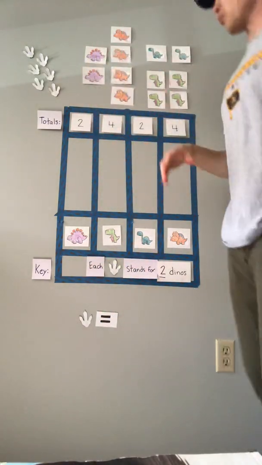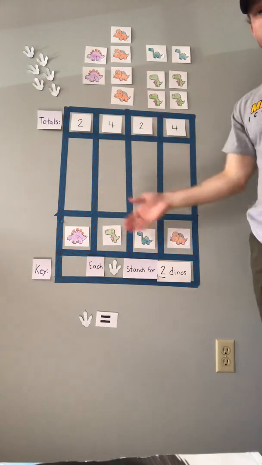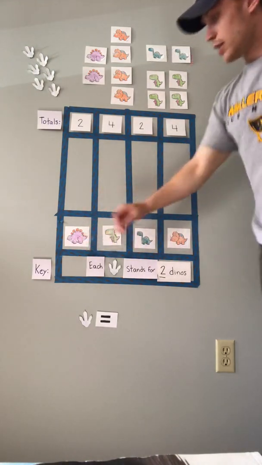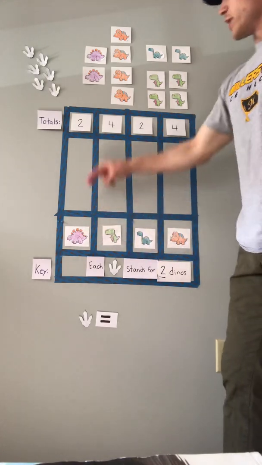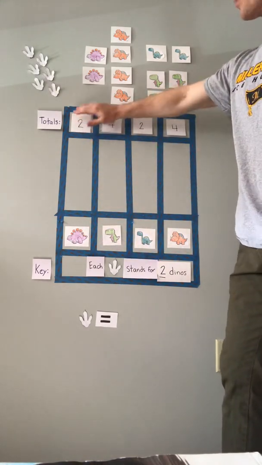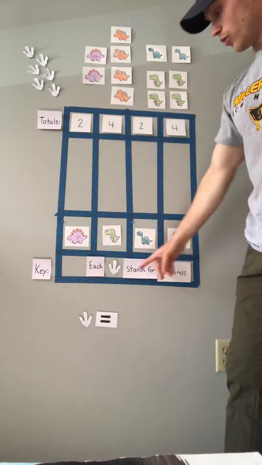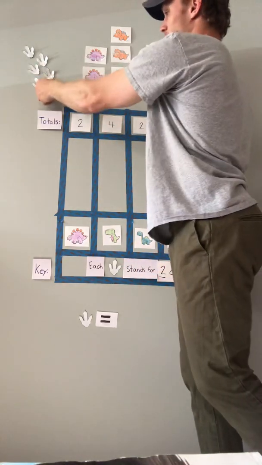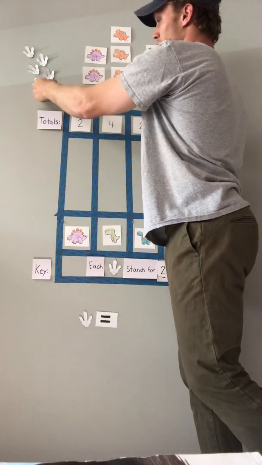So now we're going to start putting our symbols in for each item. We're going to start with our purple ones. For the purple dinosaur, we said that there's 2 total. So remember, 1 footprint equals 2 dinosaurs. So we have 2 dinosaurs here, so that should be 1 footprint.